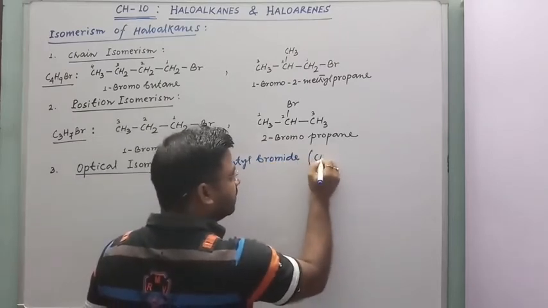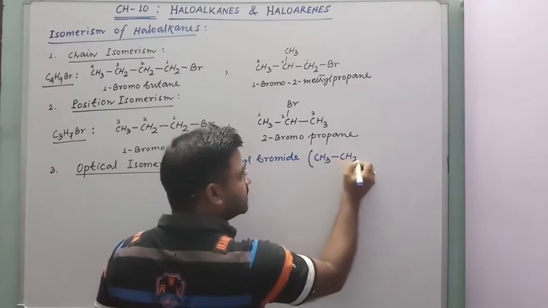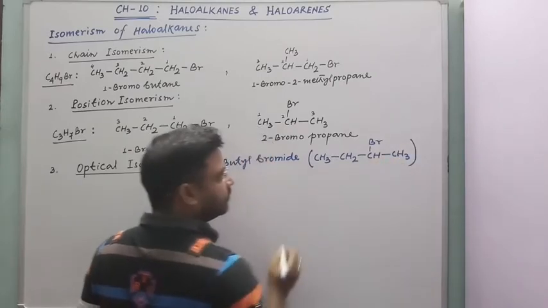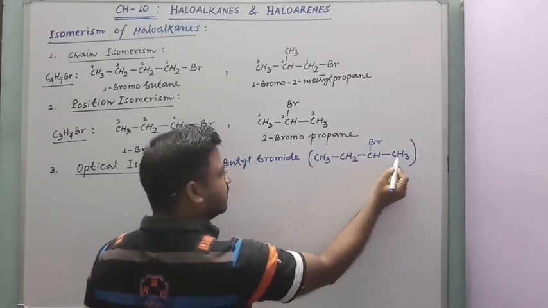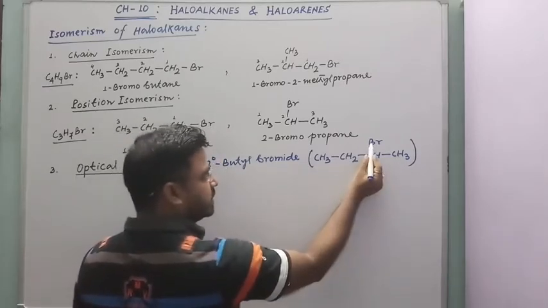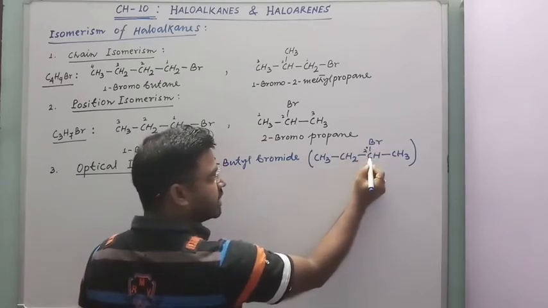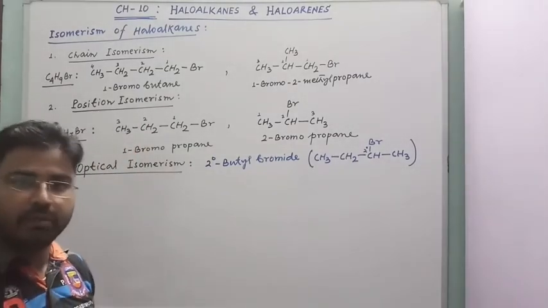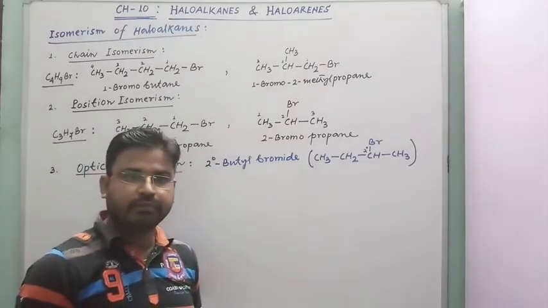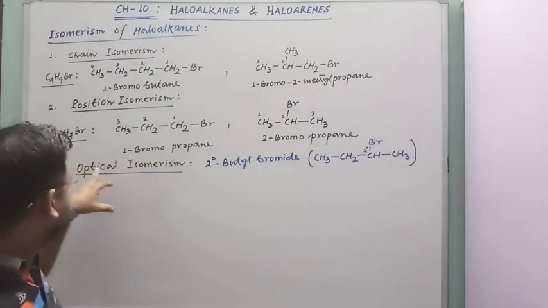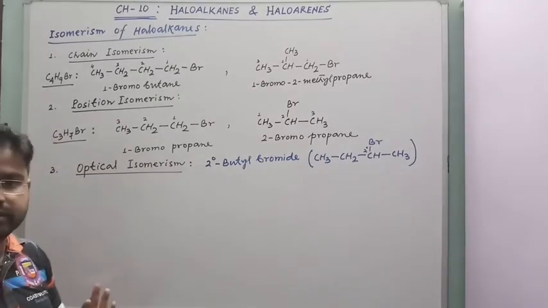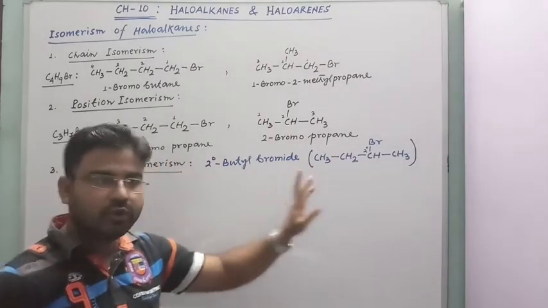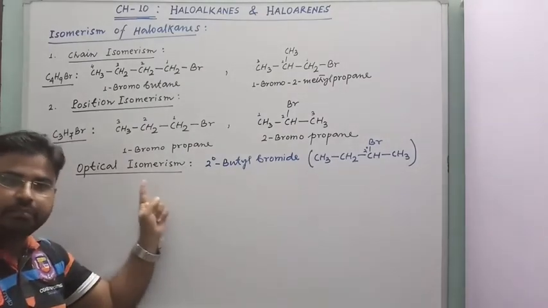The formula of secondary butyl bromide is CH3, CH2, CHBr, CH3. So it is methyl ethyl... butyl bromide, and this bromine is secondary because the bromine is attached with a carbon that is directly attached with 2 carbon atoms. So this is secondary butyl bromide. Secondary butyl bromide, containing a chiral carbon atom, can show 2 optically active isomers.